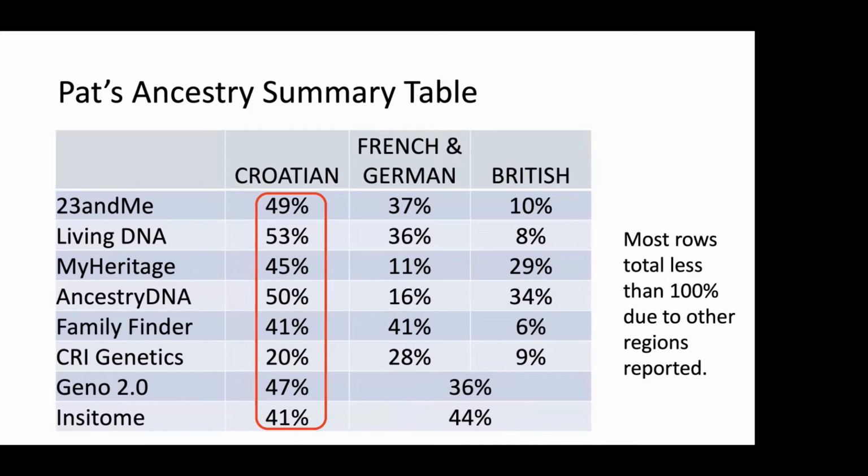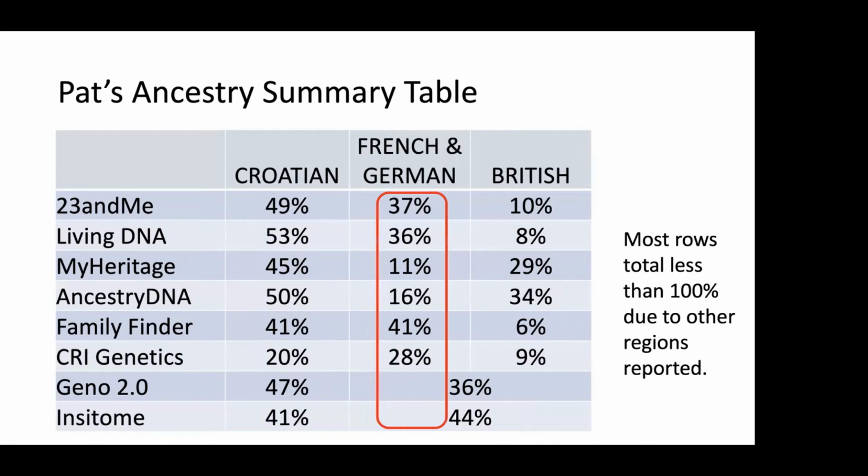With Pat's paternal ancestry all from Croatia, we expected to see about 50% from that area. Except for that 20% from CRI Genetics, which measured much of that ancestry as Italian, every test showed this is her largest group, and many of them were around 50%.